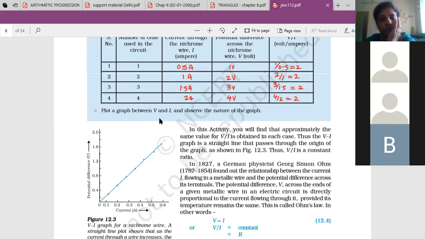Completed. And below that, write down: the V-I graph is a straight line passing through origin. The straight line signifies direct proportionality between V and I.